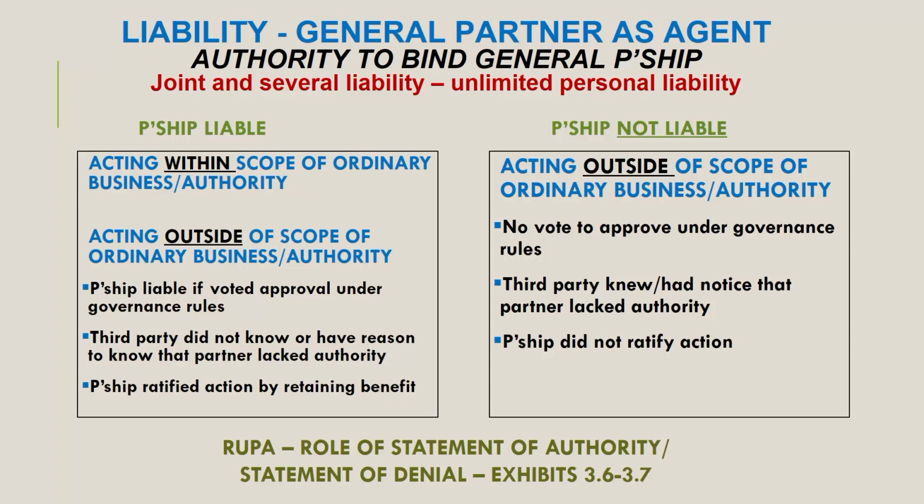So if you go back to Summers, when he hired the additional worker, he was like, no way, I'm not paying for that. I'm objecting to this spending. Even though it may have benefited the business, he had a good argument that I did not ratify that action. And we talked again about statements of authority and statements of denial. Do you have the authority to act on behalf of the partnership or not?